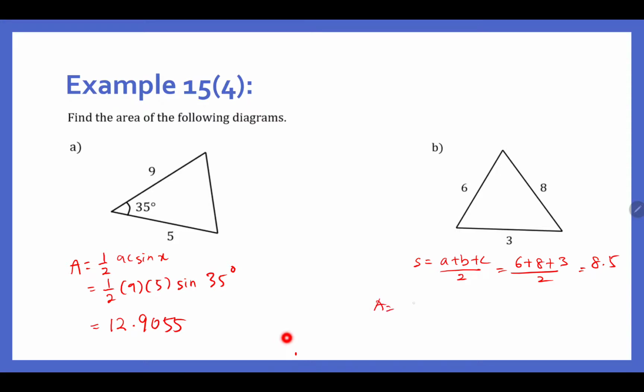Then masukkan dalam formula area. Area untuk Heron's formula square root S times S minus A times S minus B times S minus C. Okay, kita dapat square root 58.4375. Okay, so this is the answer.